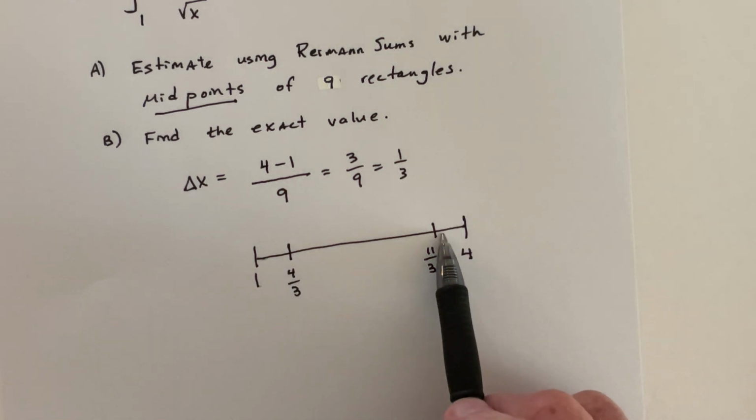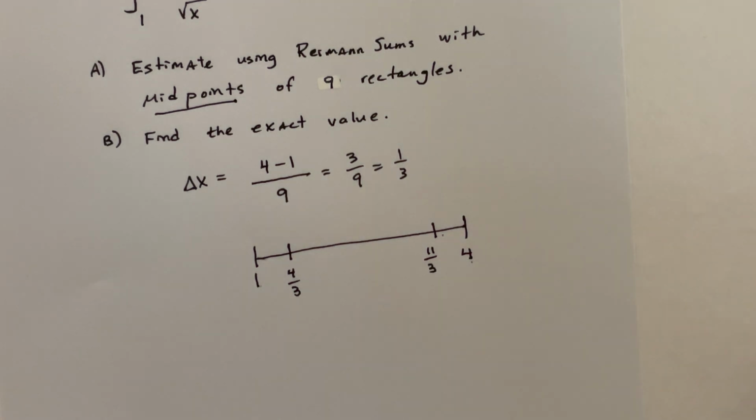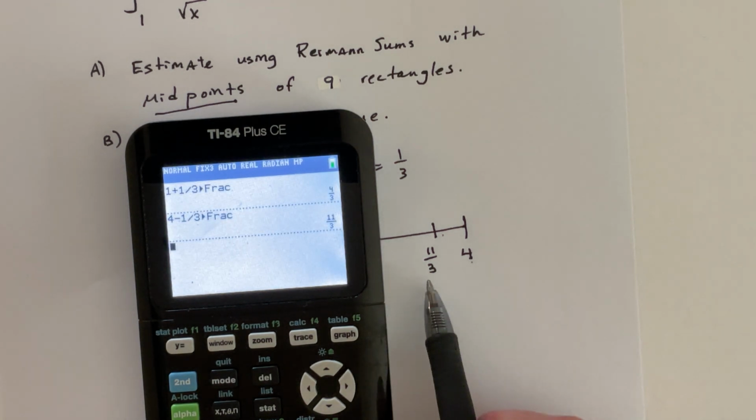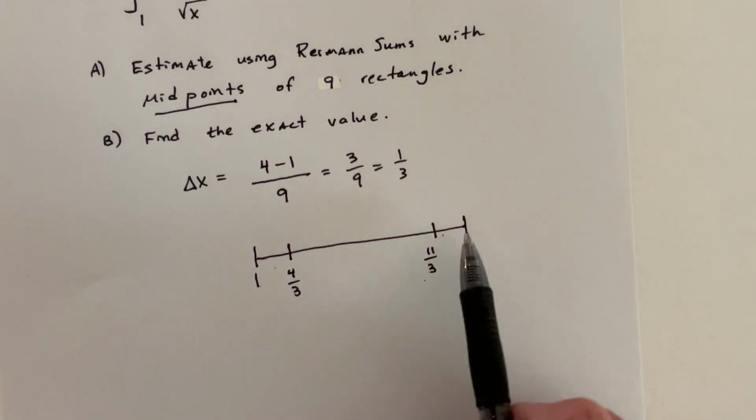Then I also need the last interval. So from 4, I actually need to go to the left by a third. So if you subtract 4 minus a third and get that fraction, that's the 11/3. Okay, so now I have the first interval and the last interval.